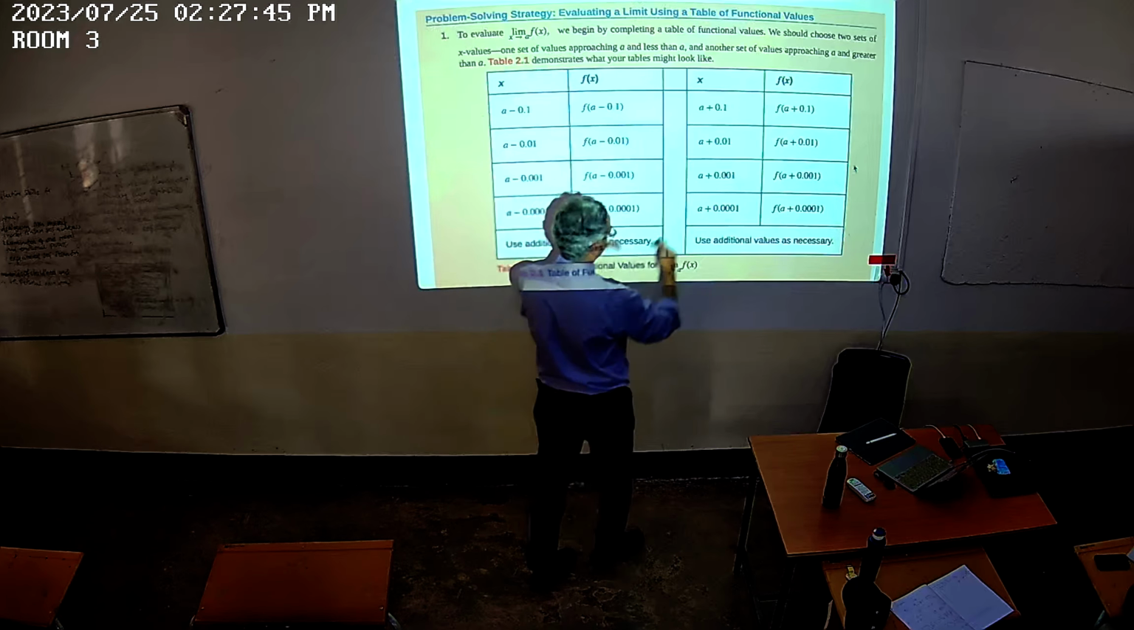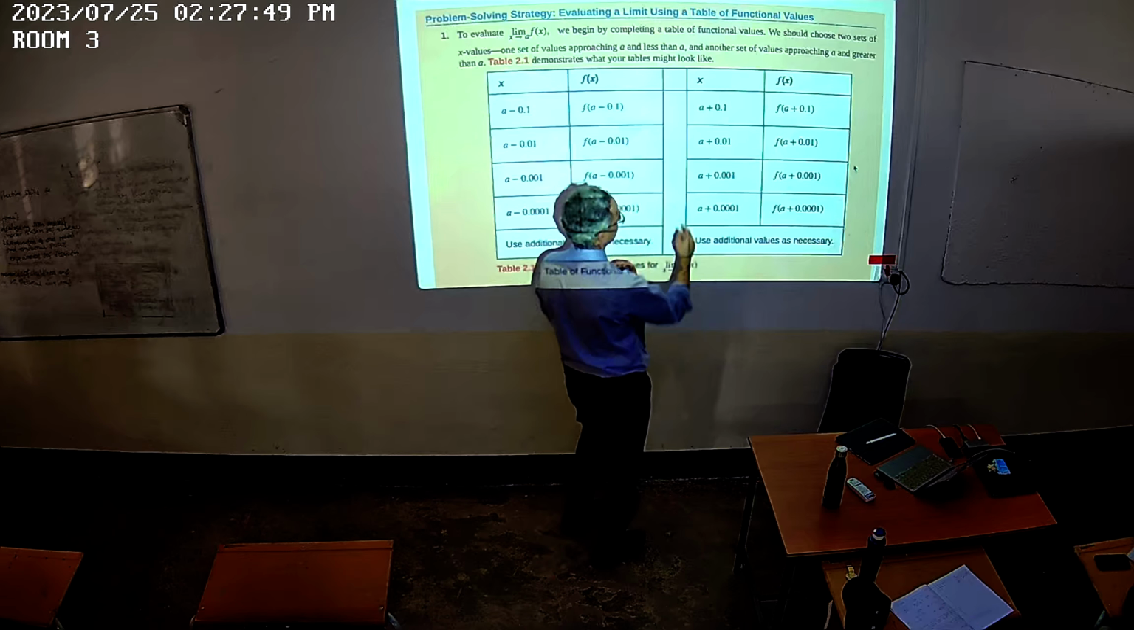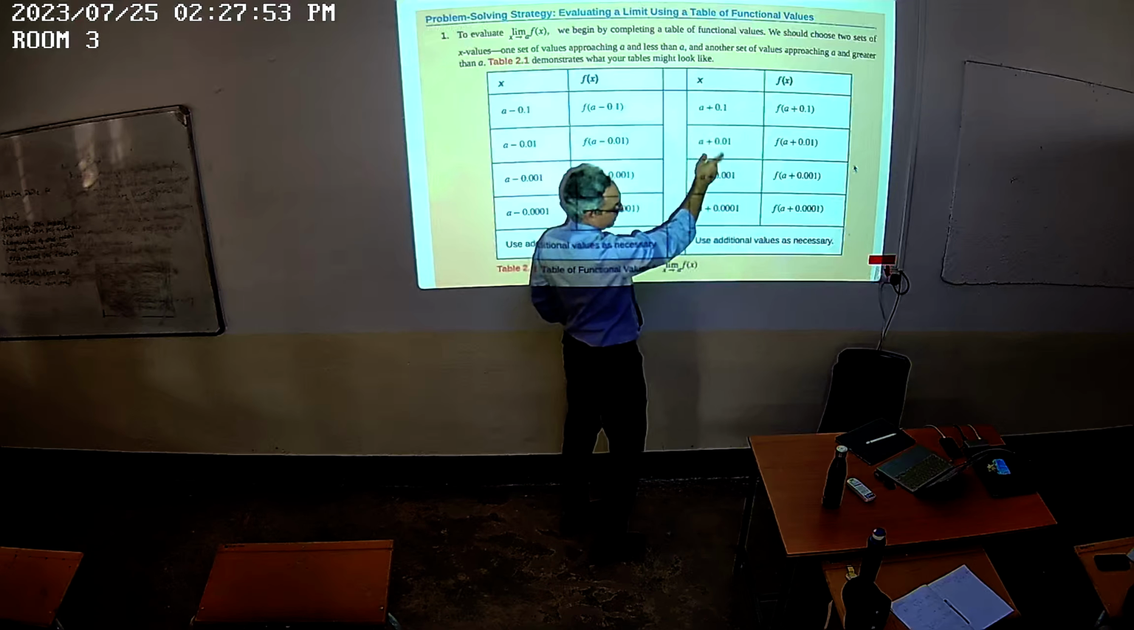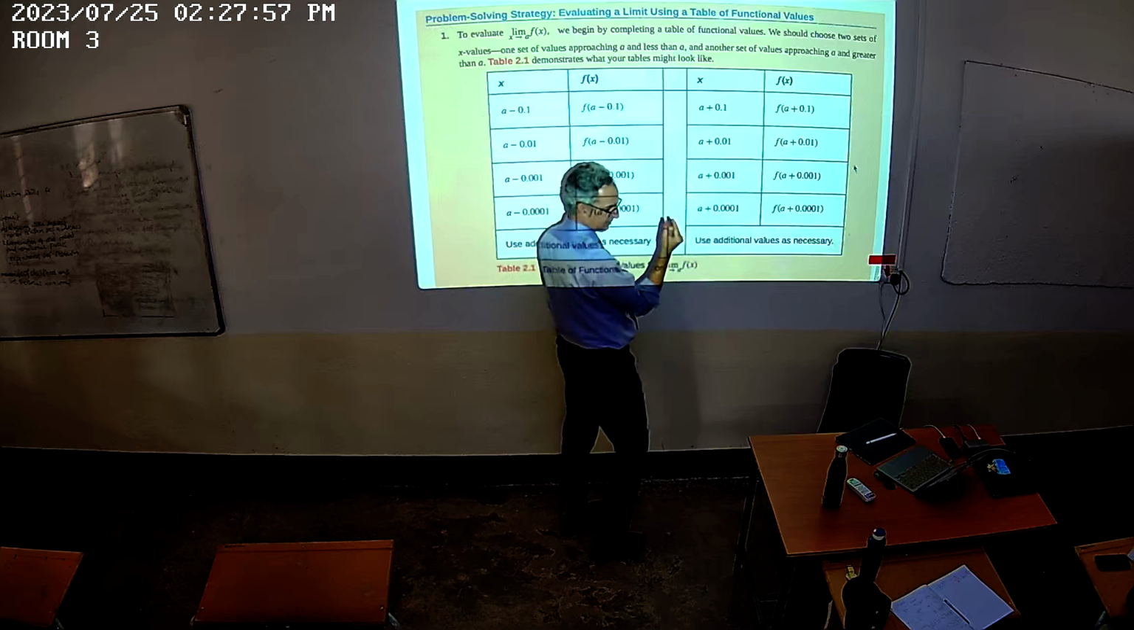And so you can make the table as short or as long as you need, and it doesn't have to be 0.01. That's one way you can go in different increments. Whatever you choose, we want to get very close to see if there's a pattern. We're looking for a pattern.